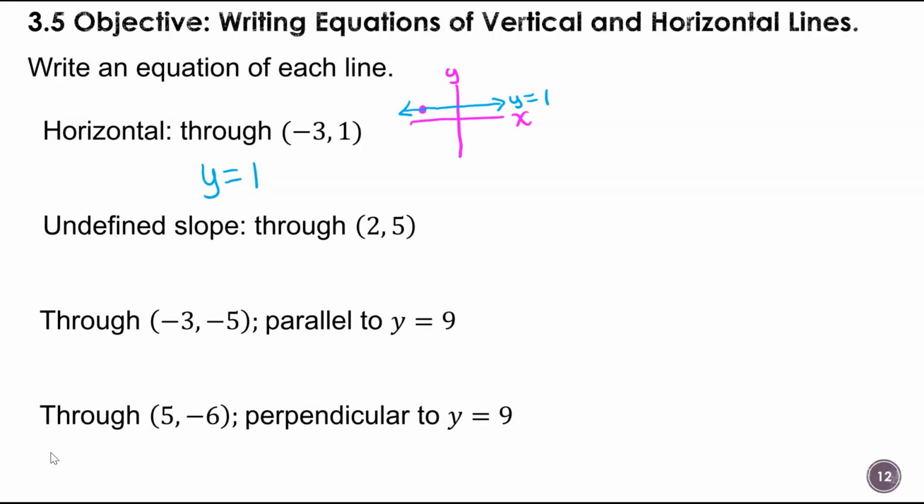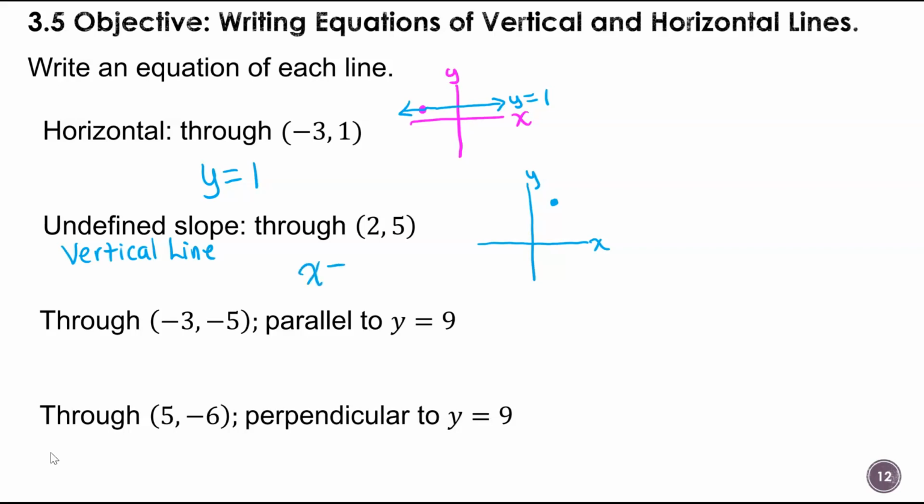And then on the next one, if I put it on the graph, let's see, we're over here at 2, 5. So I drew that too long. I'll just draw it like this. Okay. So I'm just going to once again kind of estimate. Here's my 2, 5, and it's undefined. Well, undefined means vertical, right? So it's a vertical line.